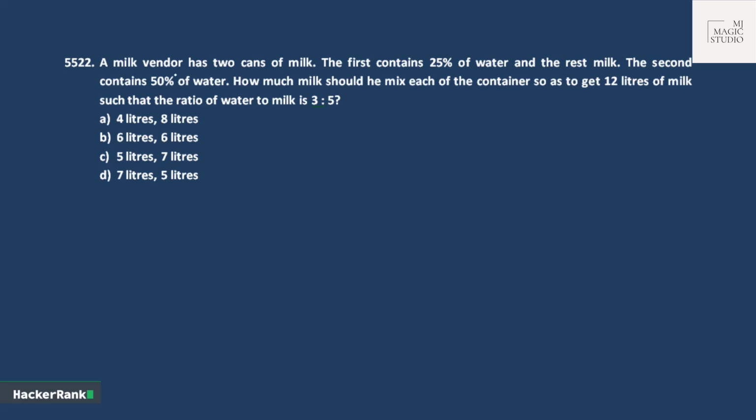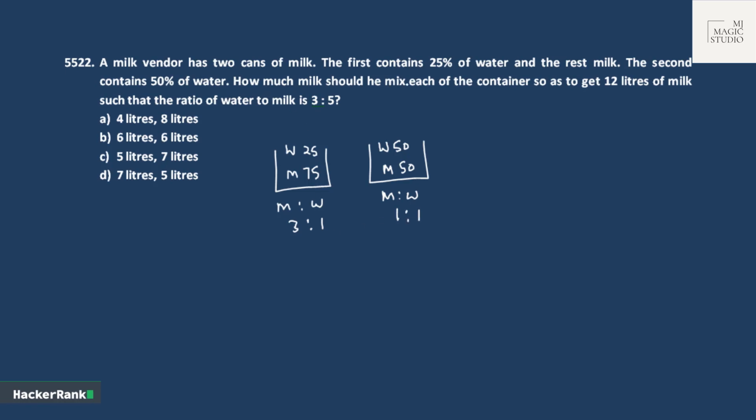A milk vendor has 2 cans of milk. The first contains 25% of water and the rest is milk. First is water 25%, milk is 75%. That means milk and water ratio becomes 3:1. The second contains 50% water, so obviously the rest would be milk. Water is 50%, milk is 50%, milk and water ratio becomes 1:1.